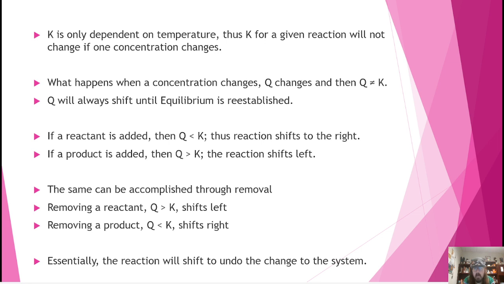The same thing can be accomplished through removal. If you remove a reactant, the reaction tries to produce more reactants to replace it. But if you remove a product, the reaction shifts to replace the product that you have cleverly removed. The reaction is going to shift to undo the changes.